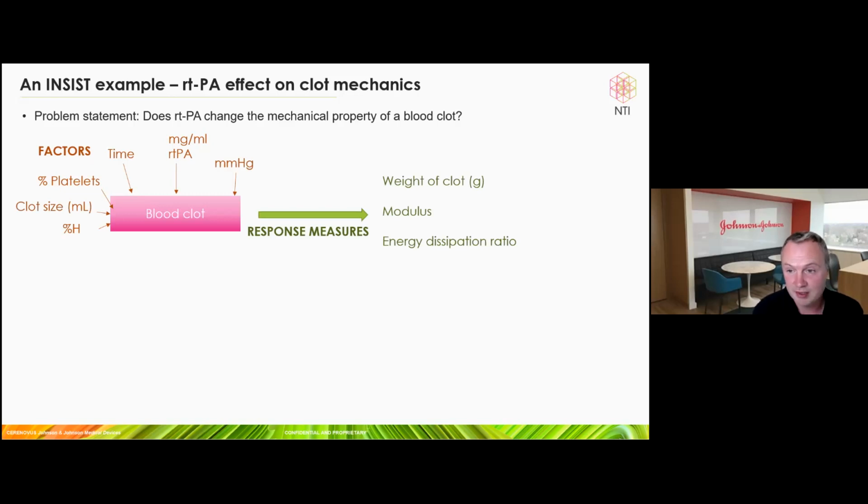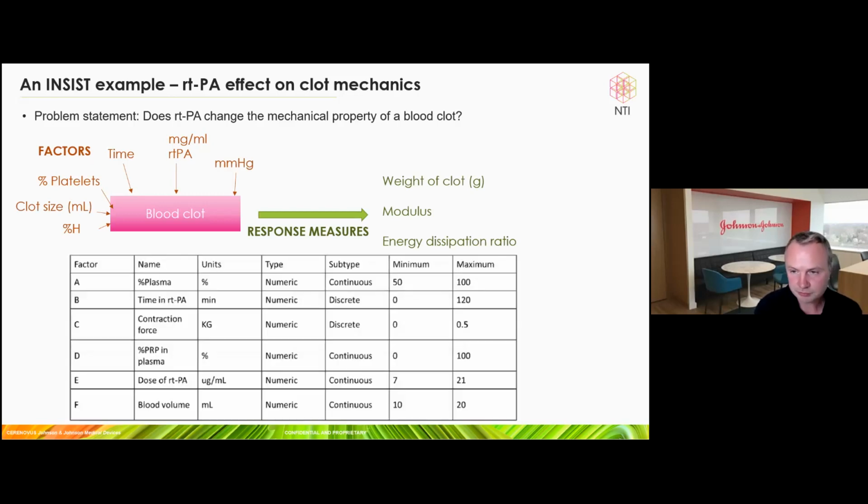Okay, and we set 3 measures here: weight of the clot, the modulus, and the energy dissipation ratio. And with that, we came up with a design. I think it was about 86 runs, and then we reduced the size of that design, as I described earlier, in a deliberate way to bring that down to 39, so kind of halved the overall possible design, with still the ability to look for interactions and get as much information as we could out of the experiment.